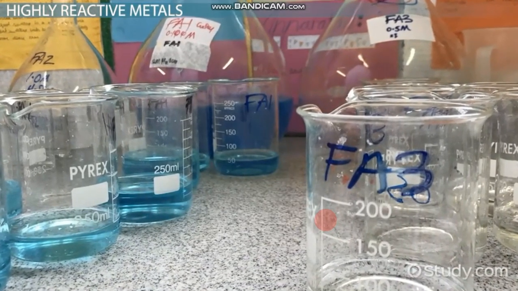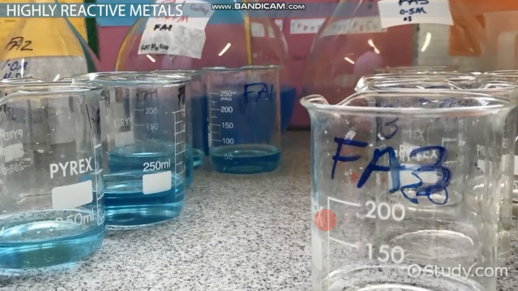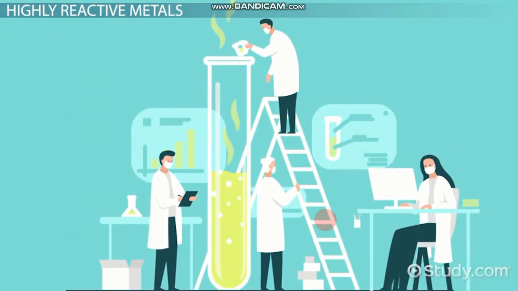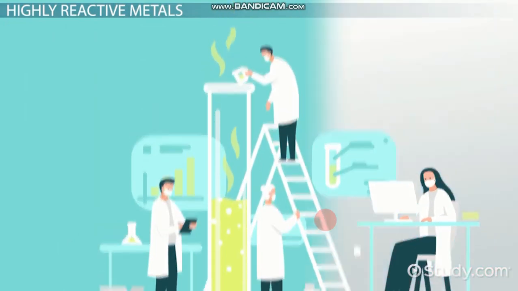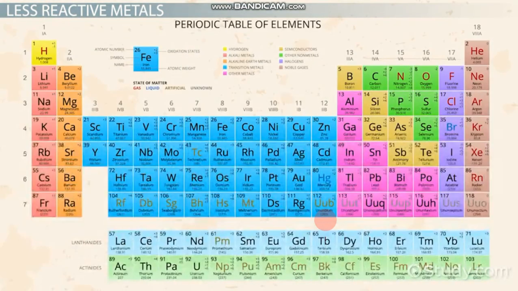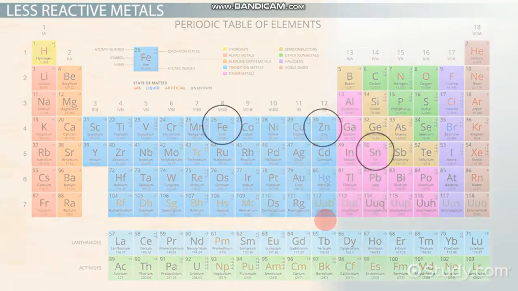We have discussed a highly reactive metal's reaction with a dilute acid, water, and oxygen. Will a less reactive metal react the same way with these substances? Let's find out. Less reactive metals react with acids and oxygen, but not water, and include several transition metals such as zinc, iron, and tin. Let's look at how zinc reacts with a dilute acid, water, and oxygen.